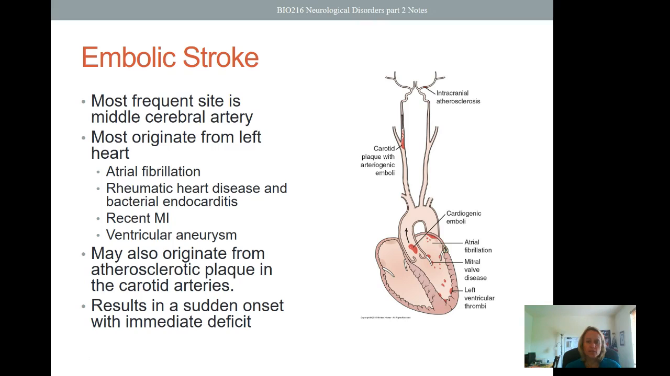They may also originate in atherosclerotic plaque in the carotid arteries, and then a piece of this plaque breaks off and becomes an embolus. Because it's an embolus and it suddenly blocks blood flow, it's going to result in a sudden onset with immediate manifestations.